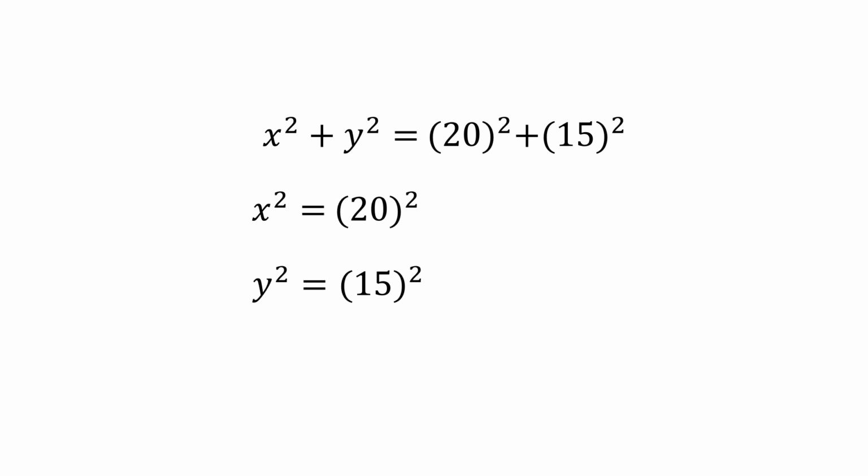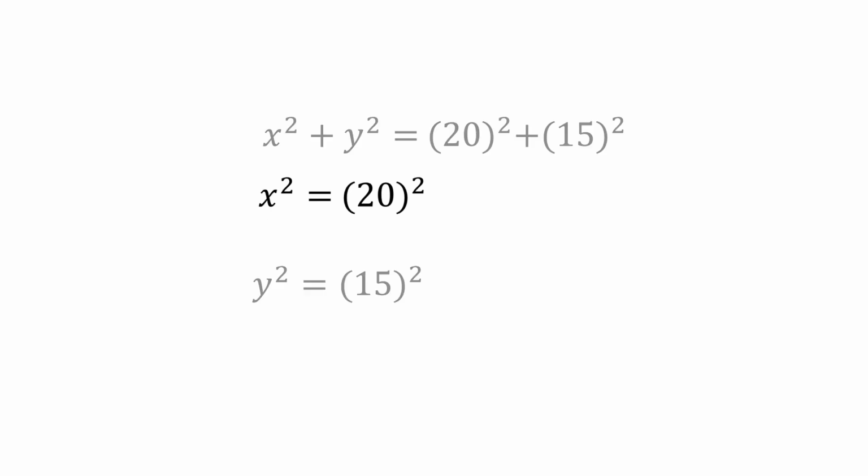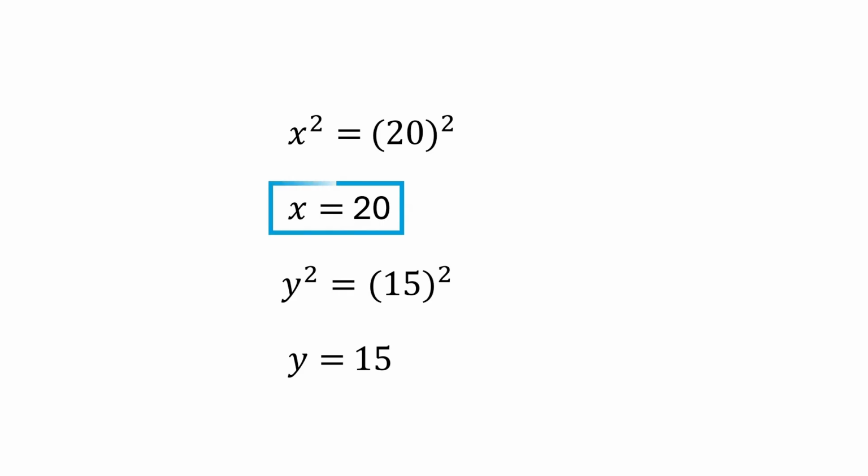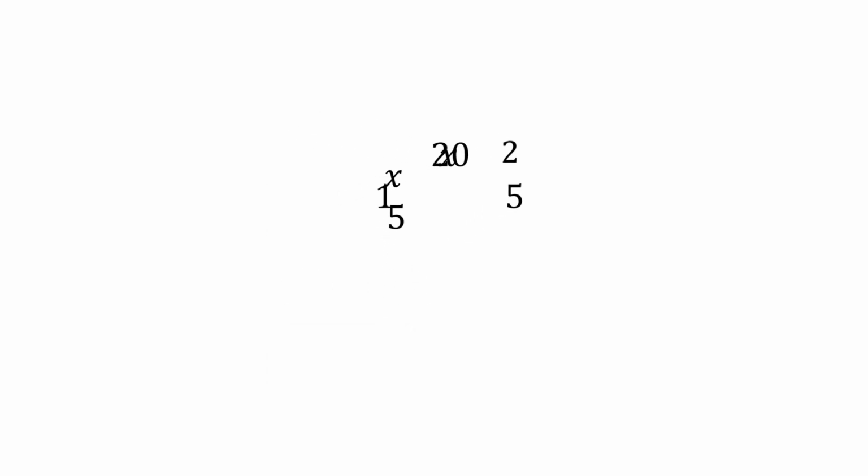x squared is equal to 20 squared and y squared is equal to 15 squared. Taking square roots, we find x is equal to 20 and y is equal to 15. So the legs of the triangle are 20 units and 15 units. Therefore, the dimensions of this right triangle are 15, 20, and 25.